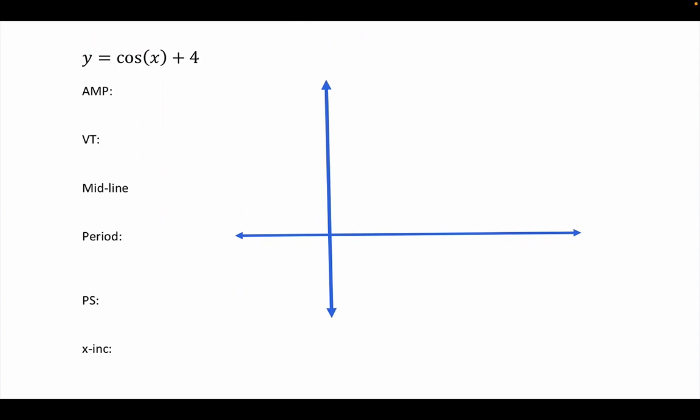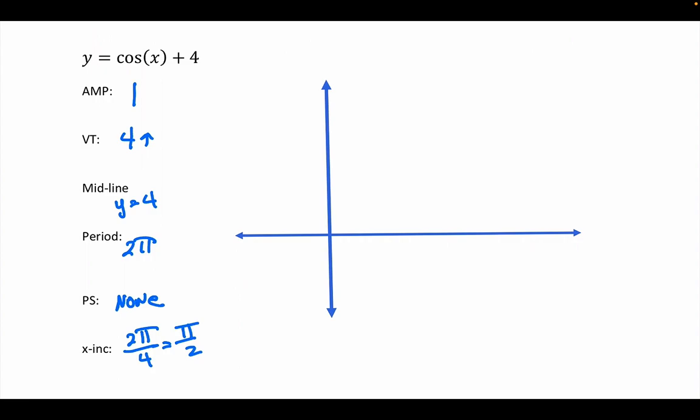Okay, the amplitude I can see here is just 1. There's nothing out in front of the cosine. Vertical translation, it's going to go up 4. Our midline then, of course, is y is equal to 4. The period is just 2 pi. The phase shift, there isn't any. And the x increment is going to be my period, 2 pi divided by 4, which is just pi halves.